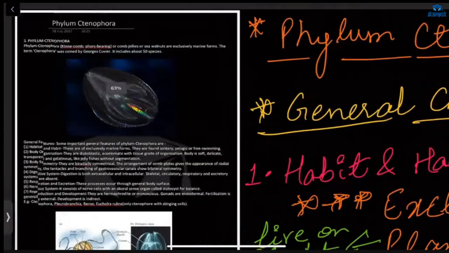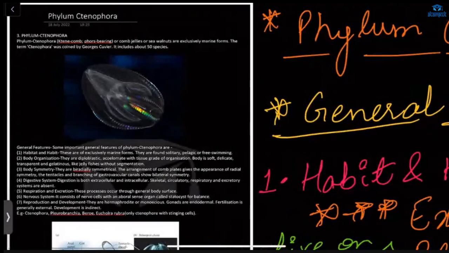Now, we will see the slide. What is phylum Ctenophora? Phylum Ctenophora, cteno means comb and phora means bearing. So, comb bearing, or comb jellies, or sea walnuts, they are exclusively marine. Important point, exclusively marine. Because abhi tak humne dekha, freshwater aur marine dono the, but they are totally marine.